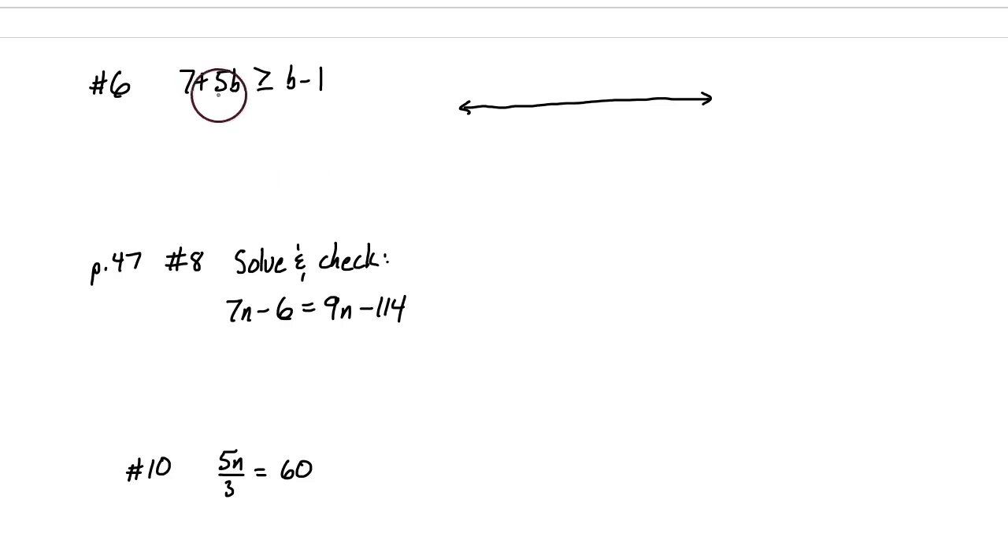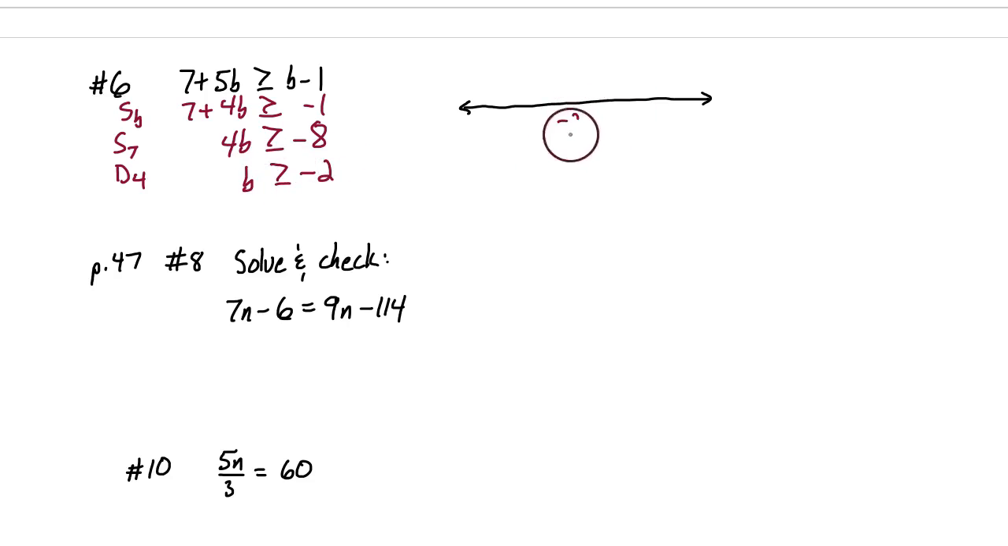For problem 6, to solve for b, we first have to cancel the b term on the right side of the problem. Let's subtract b. 5b subtract b makes 4b. Now we can subtract the 7. So we have 4b is greater than or equal to negative 8. Then divide by 4. b is greater than or equal to negative 2. There's a closed dot on negative 2 and shade to the right.